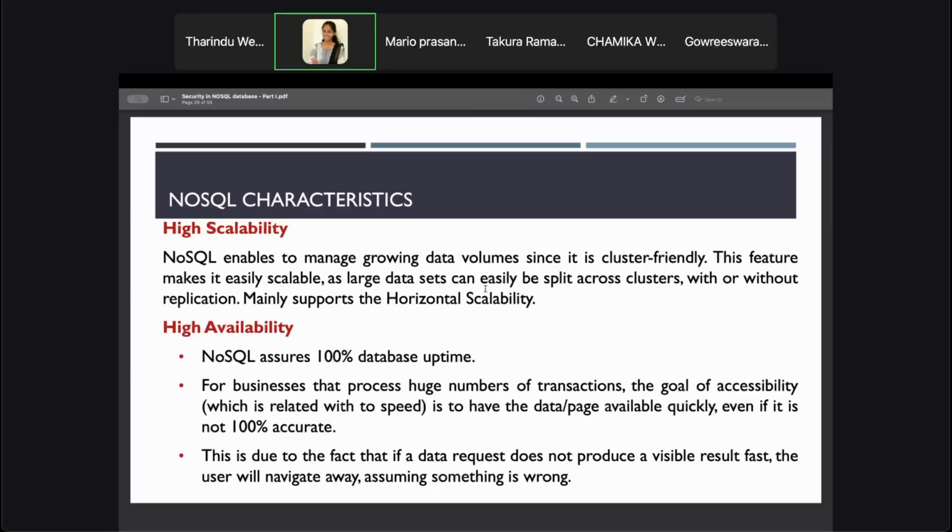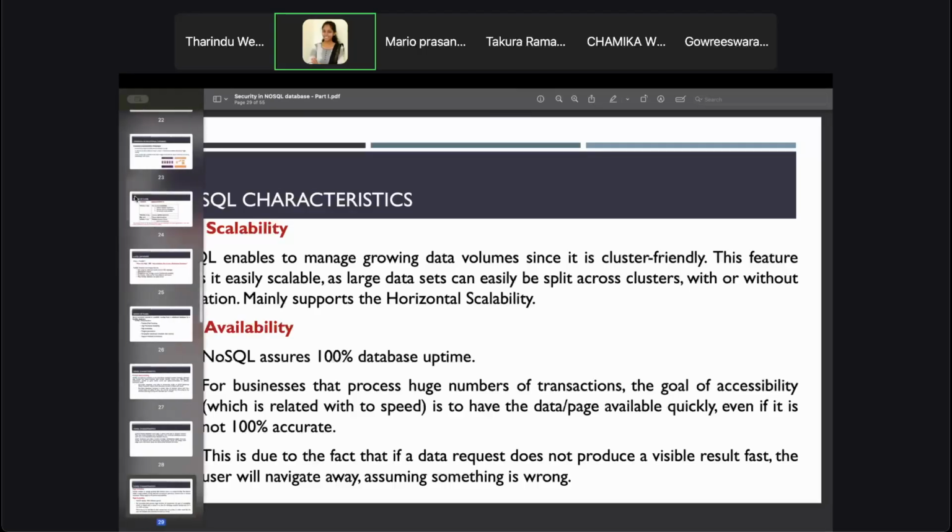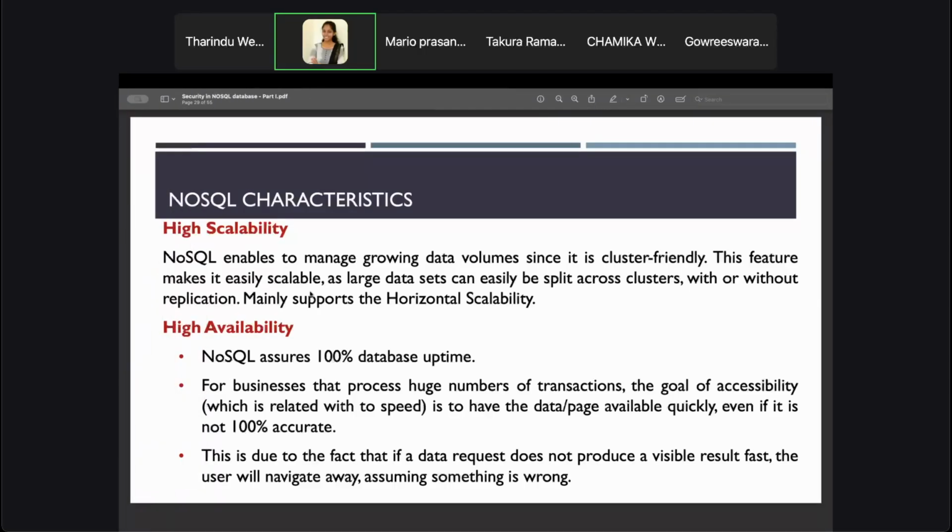And the next one is high availability. High availability means NoSQL assures 100% database uptime. That means the single point of failure is very low. Why is that? What do you think? Why is there no single point of failure?